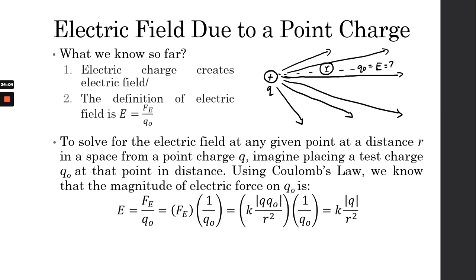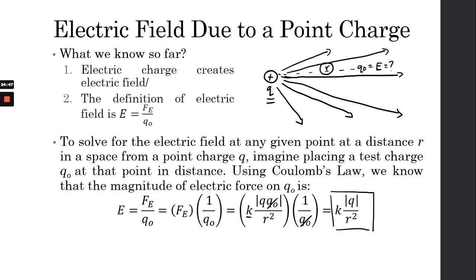This is our Coulomb's law, where we have Coulomb's constant multiplied by Q, our source charge, and Q0, our test charge, divided by the distance between the two, which is r squared, all over Q0. Then we can remove those, so that cancels. What we are left with is this equation right here.